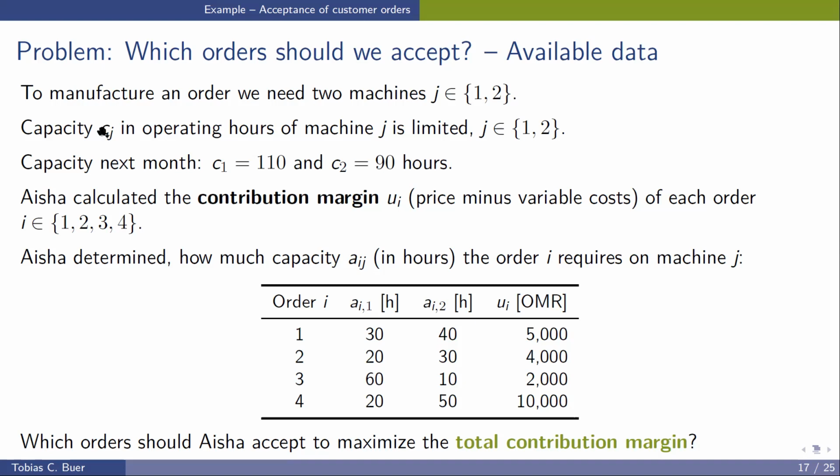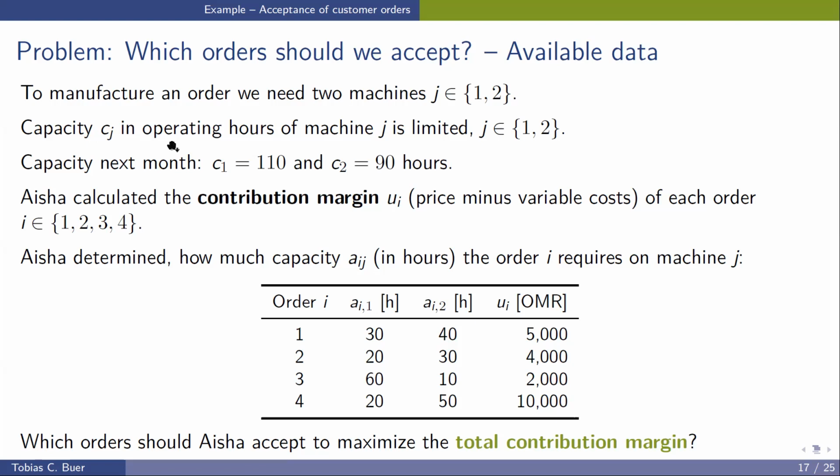Capacity Cj, in operating hours of machine J, is limited. So each machine J has a capacity. The capacity of a machine is Cj. So we have a capacity C1 for machine 1 and a capacity C2 for machine 2. And the capacity is measured in hours that the machine is working.